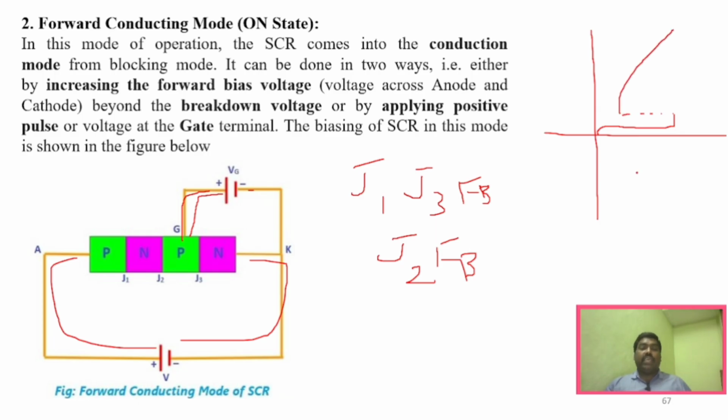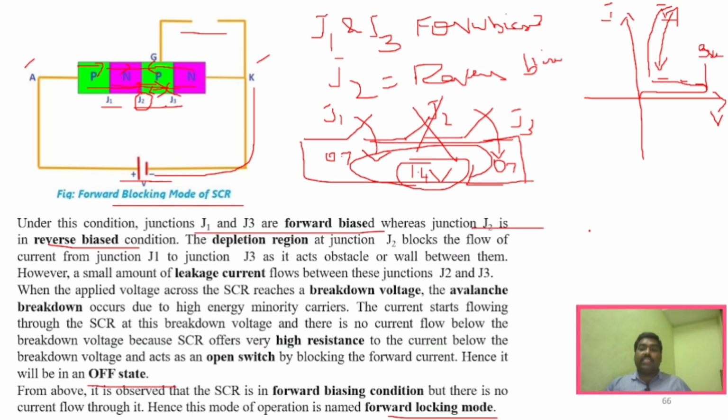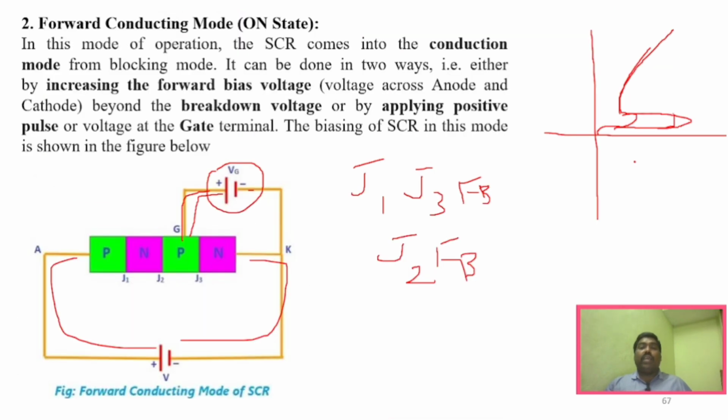The only difference here is that without this supply voltage, we need more voltage. More voltage has to be applied for breakdown to happen, whereas if the gate is given a positive terminal, this breakdown will happen very easily. You can see here, till here the anode is in the forward blocking region. Till here you are increasing the voltage, but with the gate terminal, we don't want to increase to such an extent. With fewer volts, the SCR will go to the conduction mode.